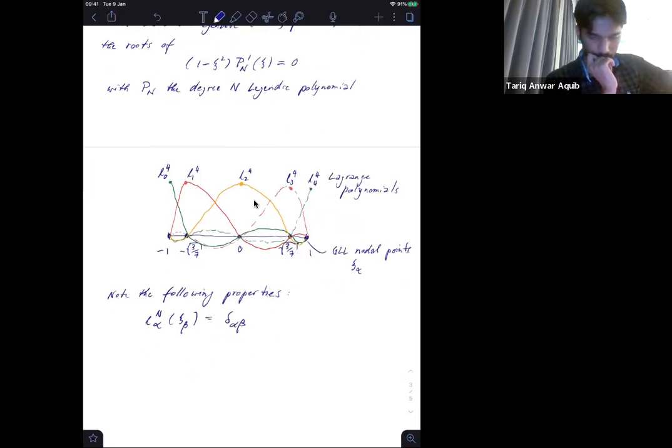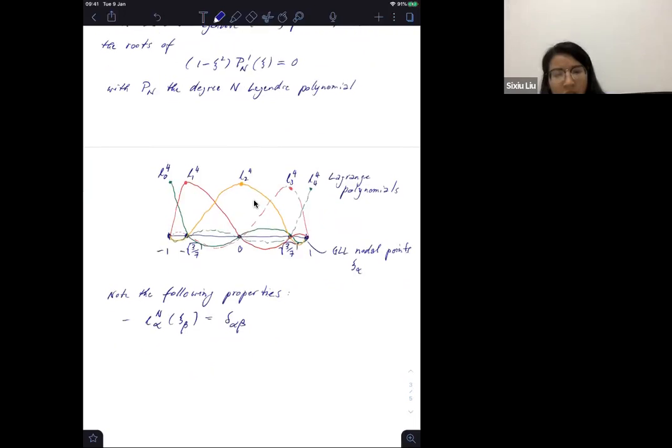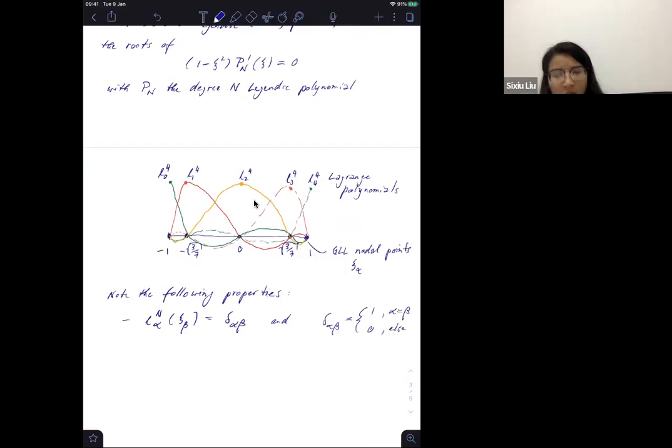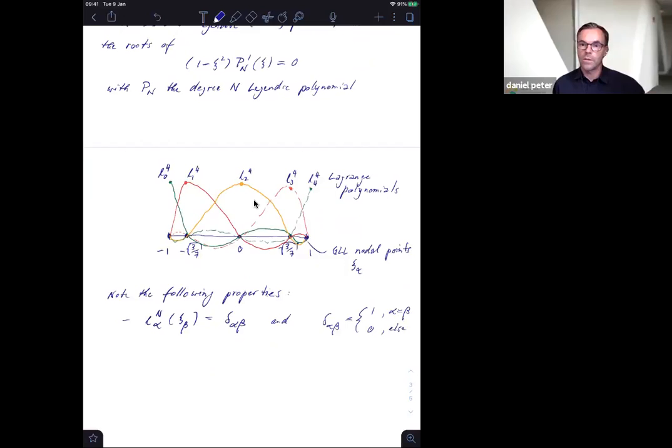Professor, what is the meaning of delta alpha beta here? That's a Kronecker symbol. So it is 1 if alpha is equal to beta and 0 else. It's the Kronecker delta.